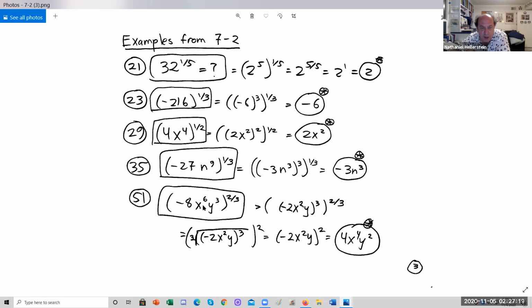Here's negative 8 x to the 6th y to the 3rd, to the 2/3 power. Okay, now, negative 8 is negative 2 cubed. x to the 6th is x squared cubed. y to the 3rd is y cubed. One simple way to do it is simply multiply it out. 3 times 2/3 is a second power, so you get negative 2x squared y, all squared. Square it out. Negative 2 squared is 4. x to the second squared is x to the 4th. And y squared is y squared. You get 4x to the fourth y squared.